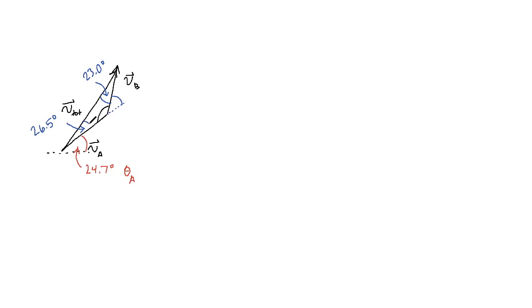Oh yeah, this kind of got erased. The sum of these two. So that automatically means that this angle here would have to be the sum of these two. So this is 26.5 plus 23.0. So this is going to be 49.5 degrees.